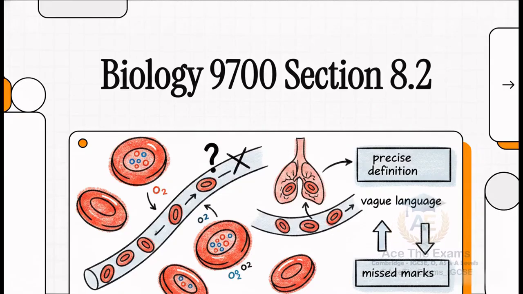Well, it's usually because you relied on vague language, like saying oxygen just moves into blood, instead of explicitly stating that it diffuses and binds to the heme group of hemoglobin to form oxyhemoglobin. You see, the examiners aren't just reading casually, they're actively hunting for those precise definitions.